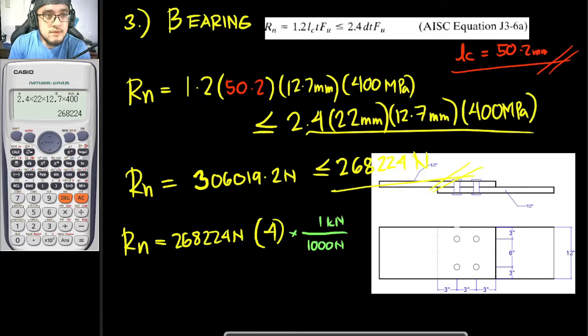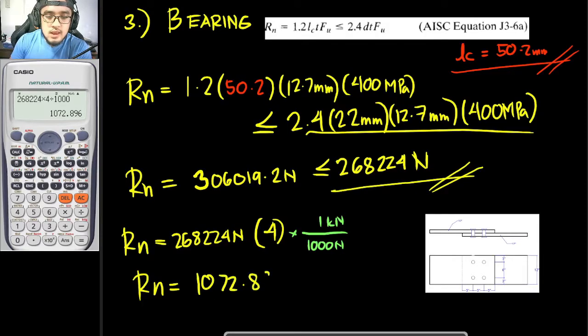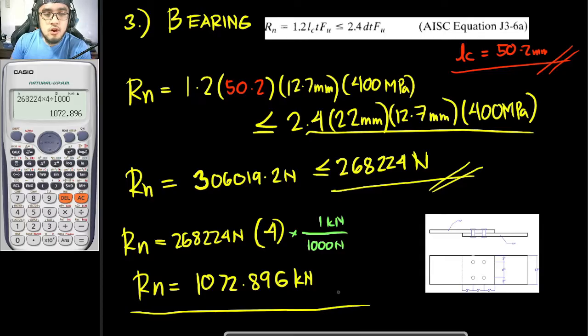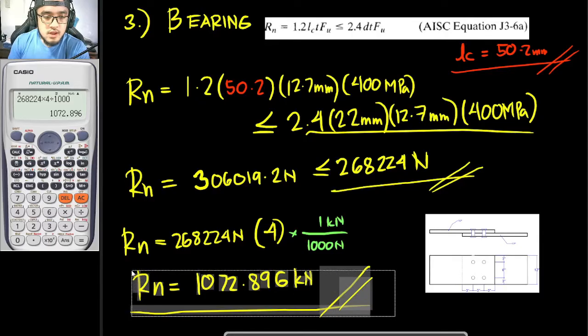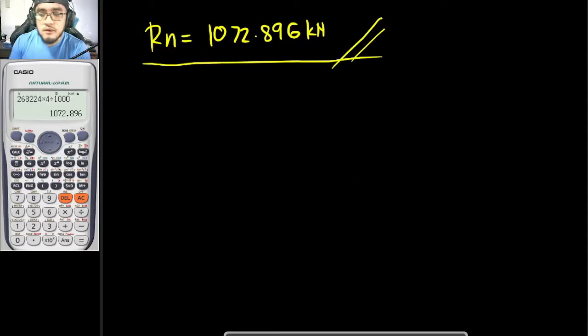So, solving for this value would give you an answer of Rn equal to 268,224 times 4 divided by 1,000. This is 1,072.896 kilonewton. So, this is your nominal strength of the bolted system. Then, copying this one right here to the next slide. Ito yung pang-bearing natin. And now, let's solve for its LRFD and ASD parts.